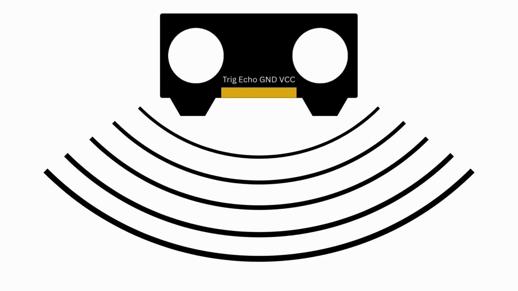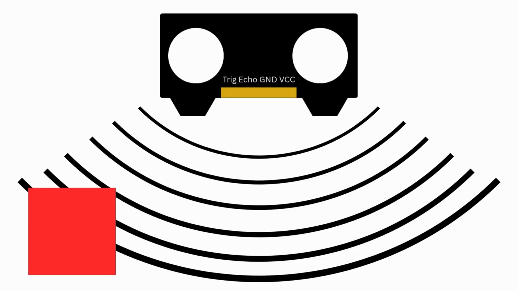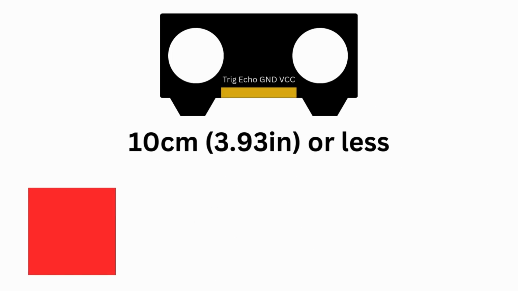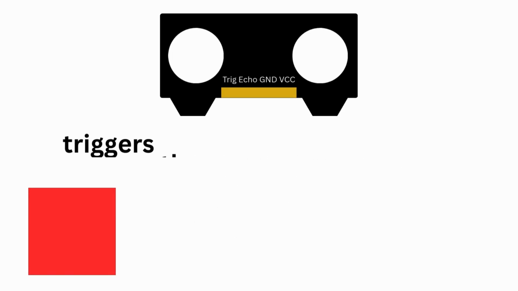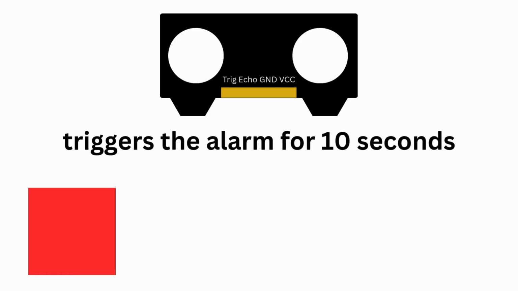Now that you wired up the components, let's recap how the system works. The ultrasonic sensor constantly checks the distance of any object in front of it. If something is detected within 10 centimeters, the alarm is triggered. The alarm runs for 10 seconds. Red and blue LEDs blink alternately while the buzzer sounds. After 10 seconds, the system resets and resumes monitoring.